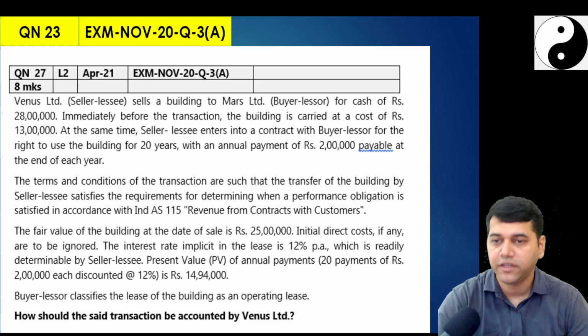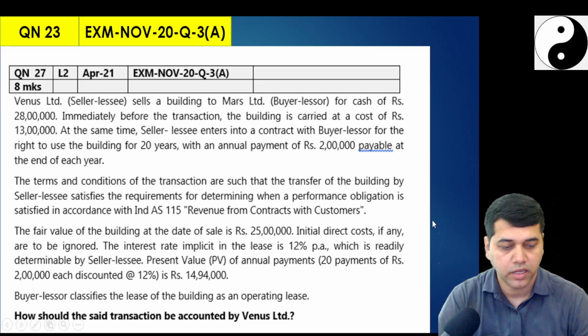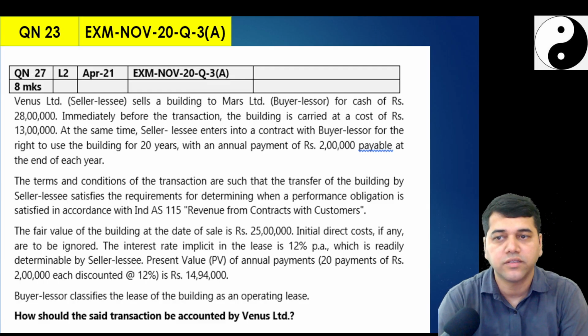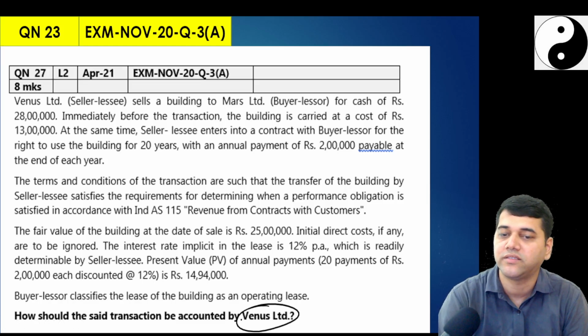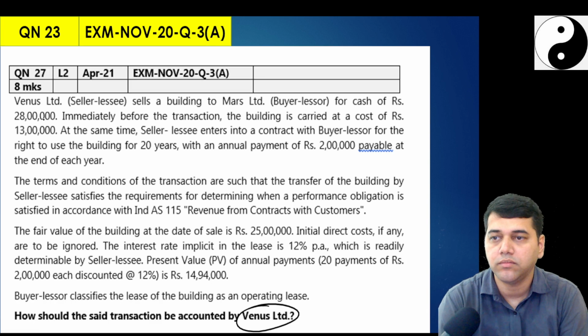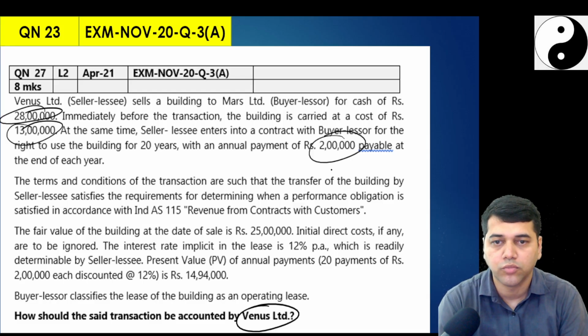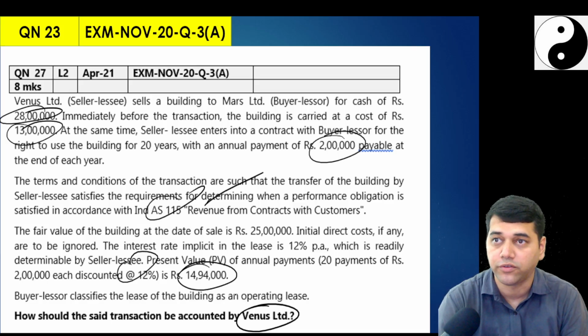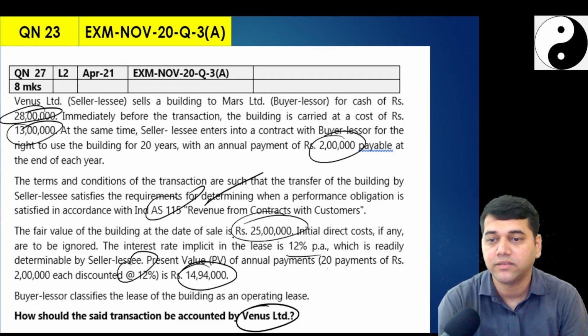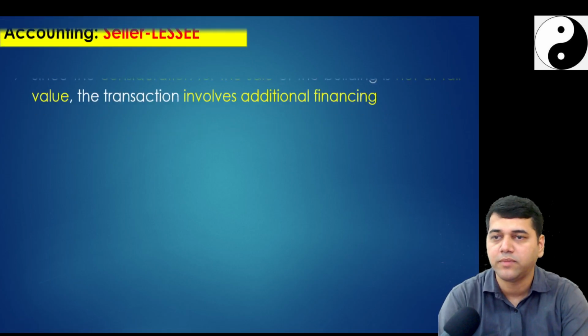Yes. Was there any difference in this question? Any oddness? Venus is the seller lessee. The only thing is they asked for entries in the books of the lessee, not the lessor. Venus: 28 lakh is the cash, 13 lakh is the cost, book value, annual rent 2 lakhs, discount rate 12%. And they gave you this 11 lakh 94 also, 14 lakh 94. And 25 lakh is the fair value of the building. So you must have written, considering the fact it's a sale and leaseback transaction.